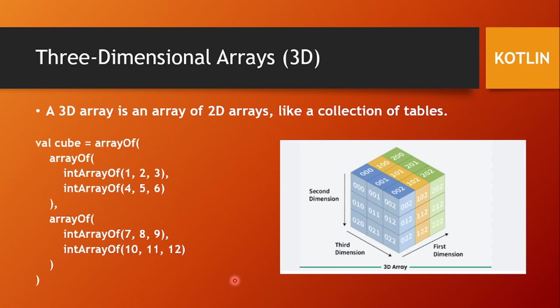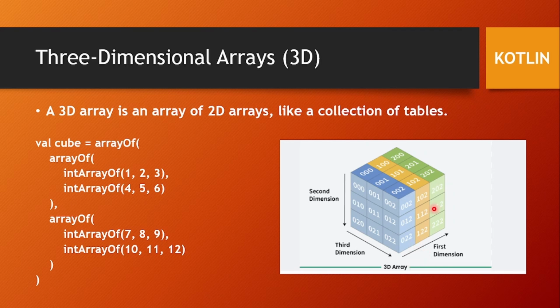The three-dimensional arrays, or 3D arrays, we can call them a collection of 2D arrays, or a collection of tables. We can have a collection of tables inside of an array and it will be a 3D array. In this example you can also see the first dimension, the second dimension and the third dimension, the three axes of our 3D array.